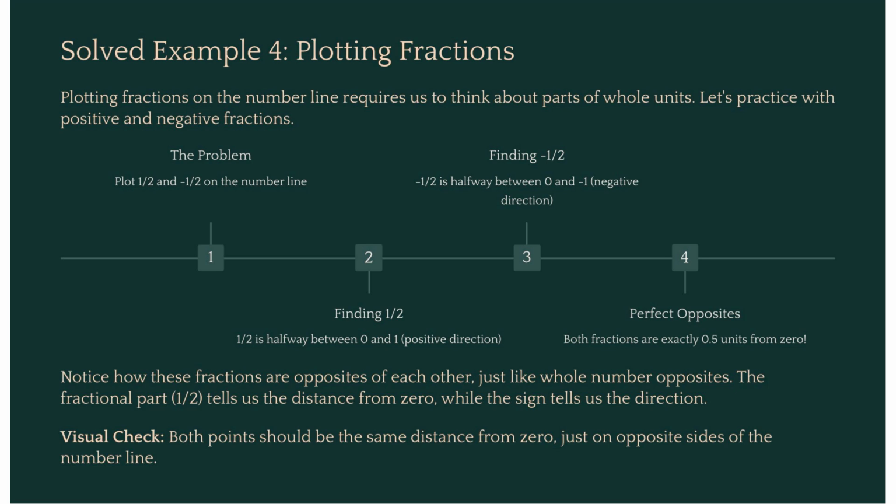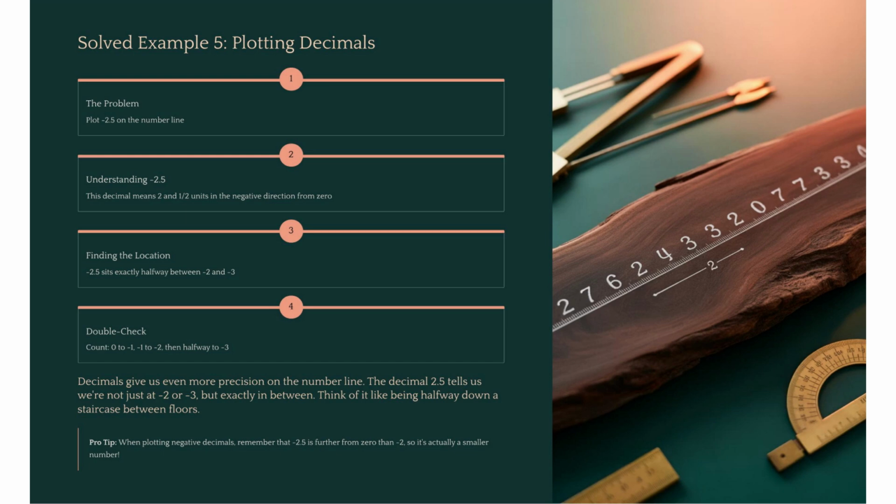Example 4 shows plotting fractions. To plot 1/2, we go halfway between 0 and 1. To plot -1/2, we go the same distance from 0, but move to the left, landing halfway between 0 and -1. They are opposites, so they are the same distance from the origin. Plotting decimals works the same way as shown in example 5. To plot -2.5, you know the number is between -2 and -3. Since the decimal is 0.5, it means the spot is exactly halfway between -2 and -3.